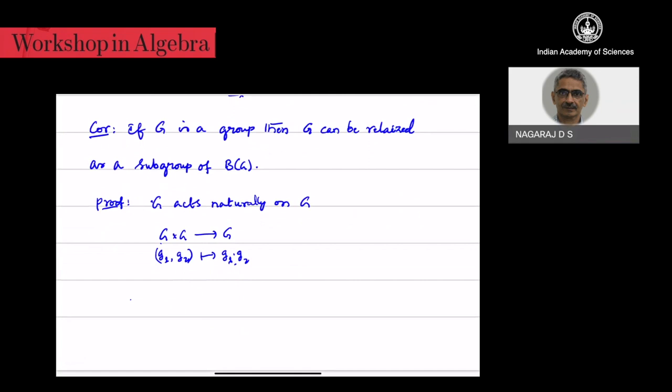So G1 acts on G by left multiplication. See, multiplication as an element of the group. Okay, so take any element G2, you multiply on the left by G1, you get some element in G. Notice that this satisfies all the properties that we are looking for, namely the action. If I take G1 to be identity, then identity times G2 is G2, so it satisfies the first property. And the second property follows from the fact that this multiplication is associative, right?